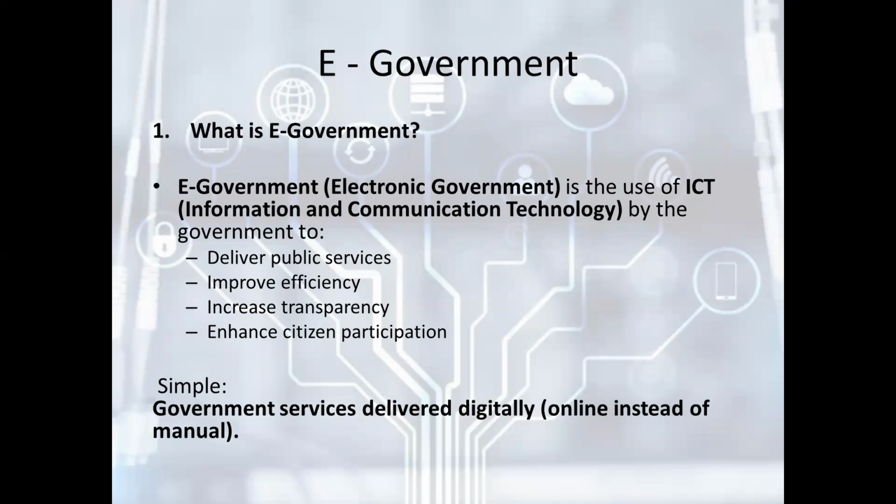First, the very basic thing is, what is e-government? E-government is basically providing government services through ICT resources. Let's see the definition. E-government is the use of ICT by government to deliver public services, improve efficiency, increase transparency, enhance citizen participation. In simple terms, government services delivered digitally online instead of manually.